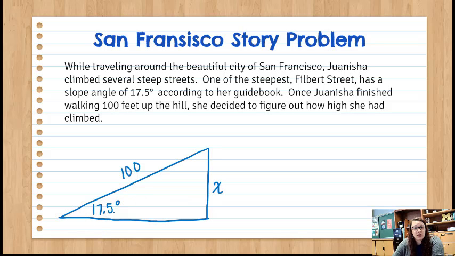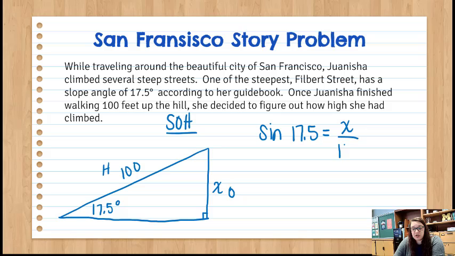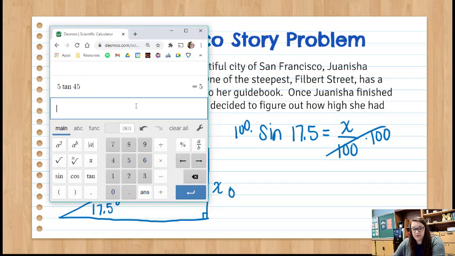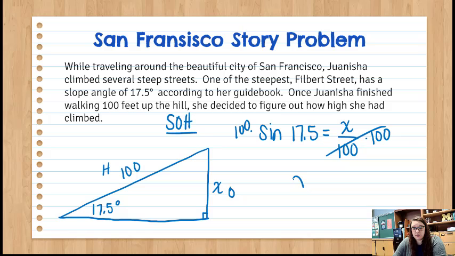Let's figure this out with our trigonometry. I know this is a right angle since it's the height. And it looks like I have an opposite and a hypotenuse side. So this is a sine formula. I know that because of SOH. So sine of our angle, 17.5, equals opposite, or x, over hypotenuse, 100. I can multiply both sides by 100 to solve. So I've got 100 sine of 17.5, which is about 30 feet. So she climbed 30 feet up on an angle.